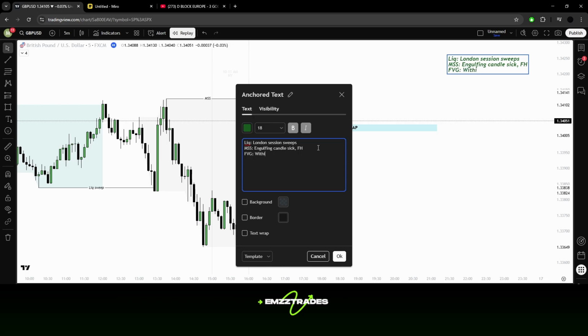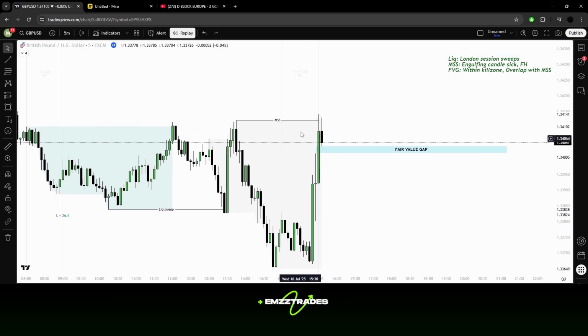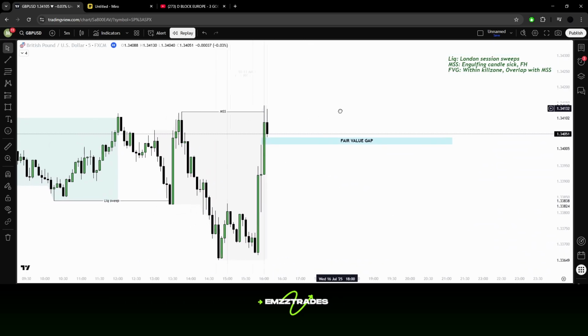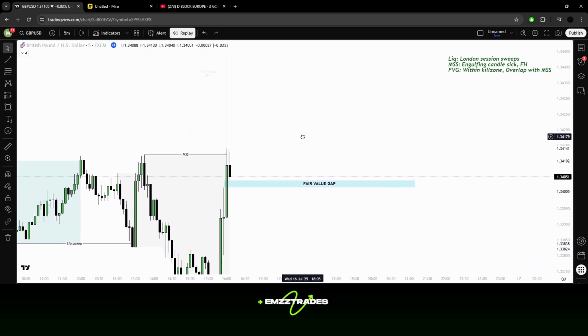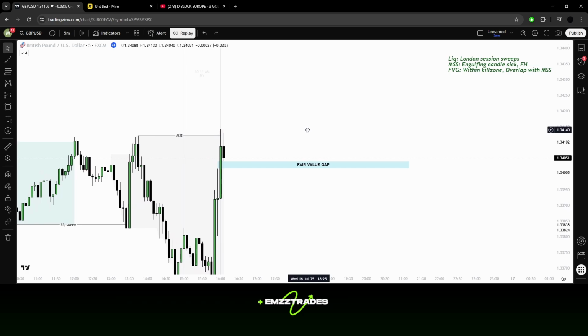So within the kill zone, and it has to obviously overlap with the market structure shift, right? As you can see right here, it's overlapped with the same candle of the market structure shift, which is very good for us. And now all we need to do is literally enter our trade, and you're going to see it enter our actual fair value gap and go all the way up to completely smash take profit, right?